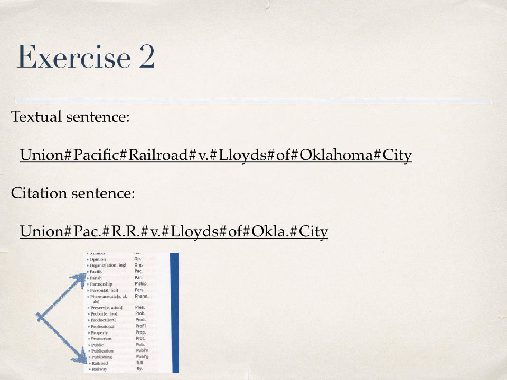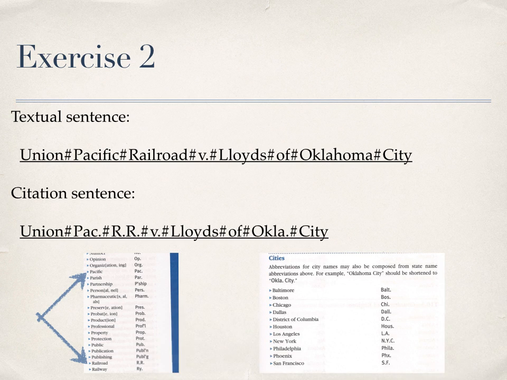The abbreviation for the other party requires you to look at Table T10 because it contains a geographic location in the name. Oklahoma City is not one of the cities specifically listed under cities. But T10 tells us that we should also abbreviate city names by using state abbreviations where appropriate. Oklahoma City, in fact, is the example given in the introduction to this part of the table. Therefore, Oklahoma City becomes OKLA period space city.